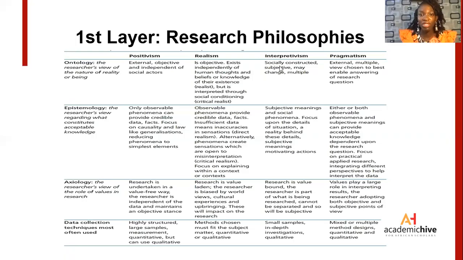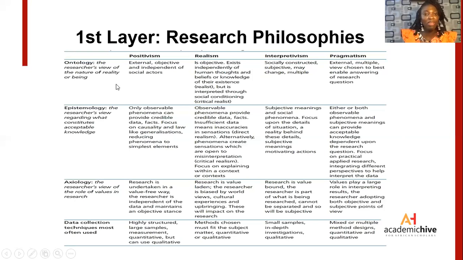Interpretivism shows that reality is socially constructed and it may be subjective. It may also change, okay? So it shows that reality is socially constructed and is subjective. Pragmatism explains that reality is external, and there are different views of reality. What is real to one person might be different to another person. So there are different views that are chosen to best enable the way you answer your research question.